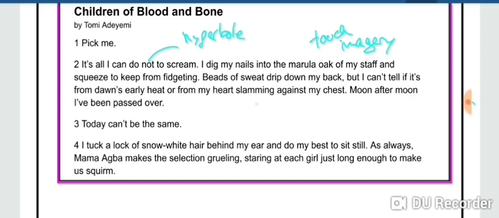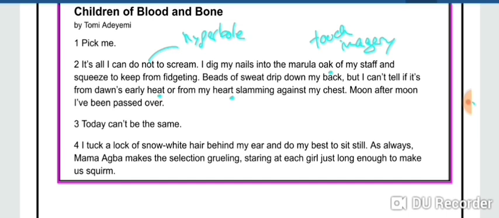We've got beads of sweat dripping down. That's touch imagery as well. Can't tell if it's from dawn's early heat, okay, touch imagery, or from my heart slamming against my chest. Okay, touch imagery. Moon after moon, I've been passed over.